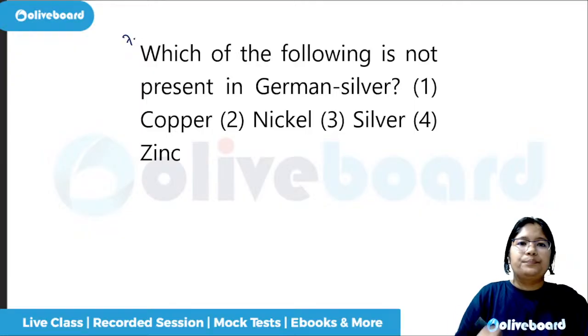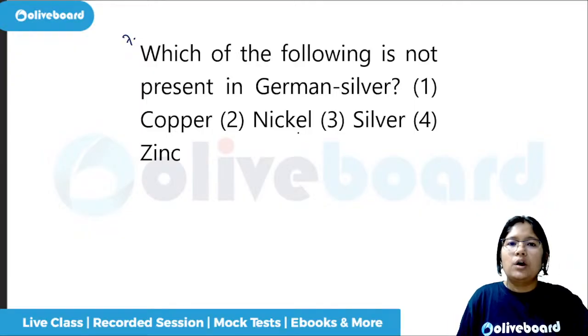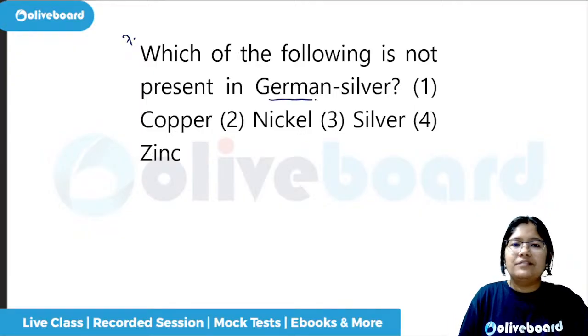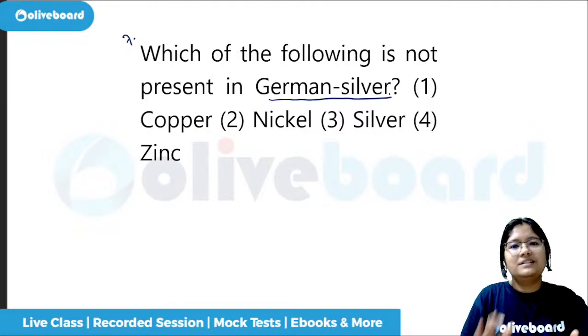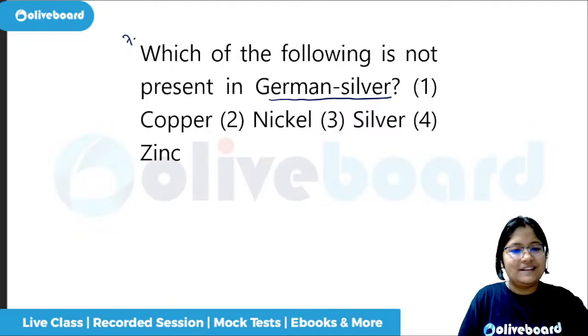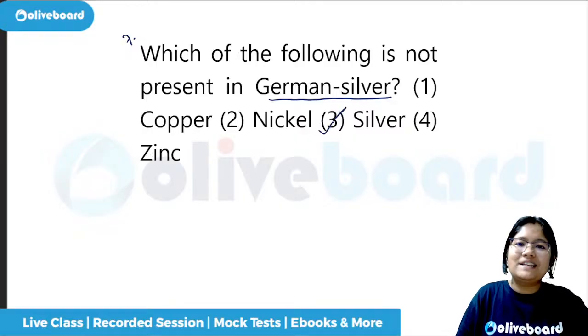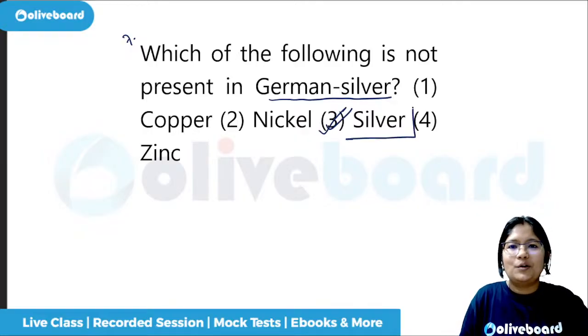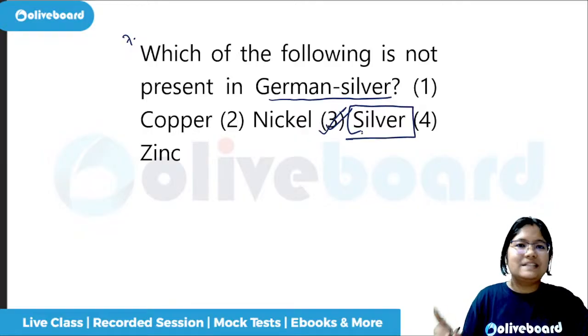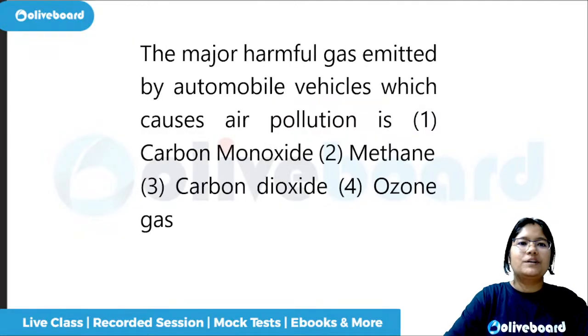Question number 7. Which of the following is not present in German silver? We have seen that everything else is present, right? Copper, nickel, zinc. But what is not present? Yes, option number 3, that is silver is not present in German silver. All right. Question number 8.